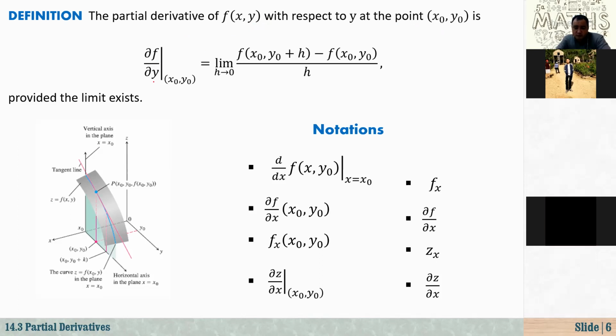The partial derivative of f with respect to y at the point x sub 0, y sub 0 is defined as the limit, a special limit as h approaches 0, of f of x sub 0, y sub 0 plus h minus f of x sub 0, y sub 0, over h. So here we are given an increment to y, because this means this, right?